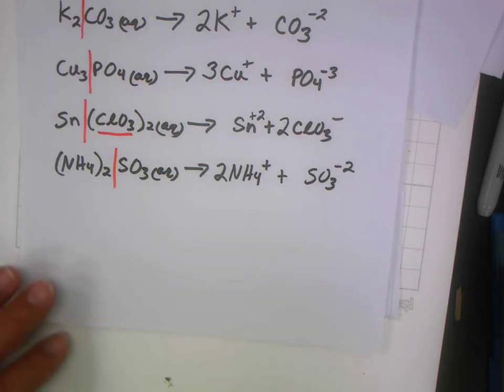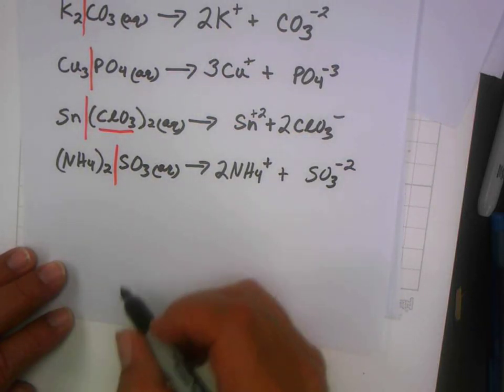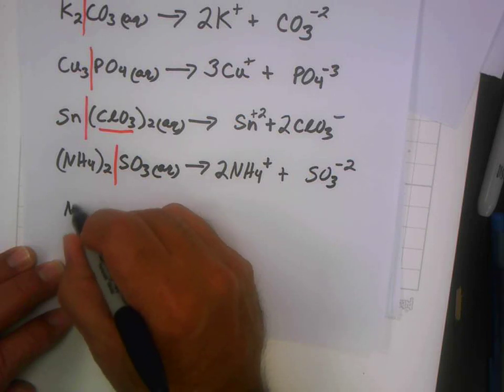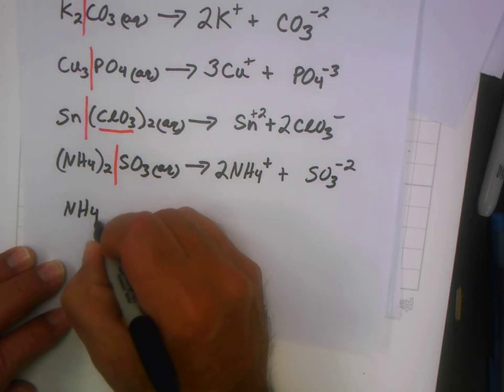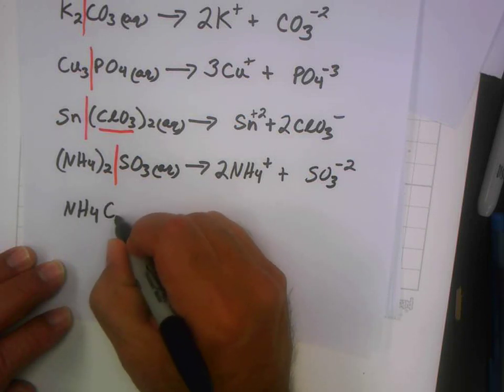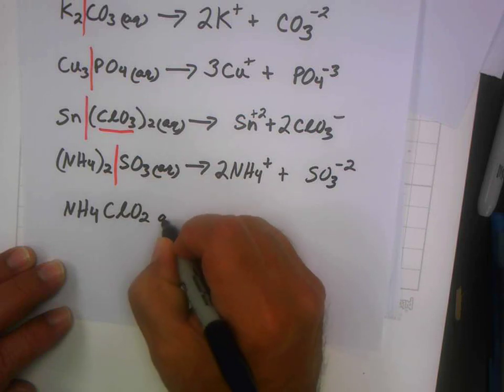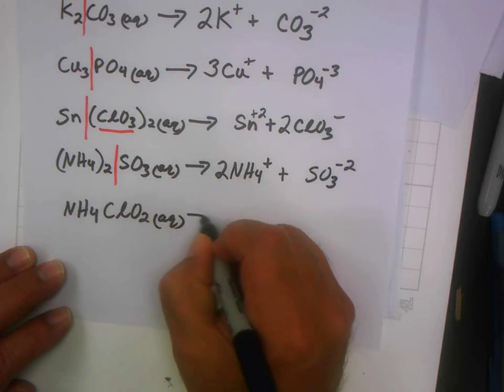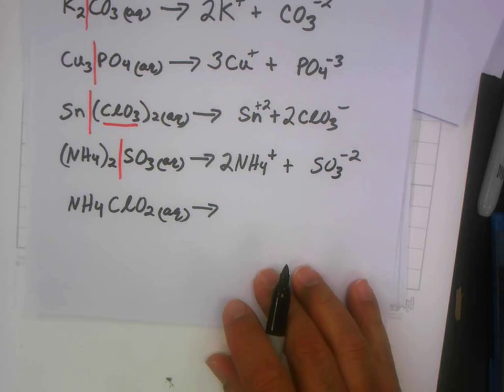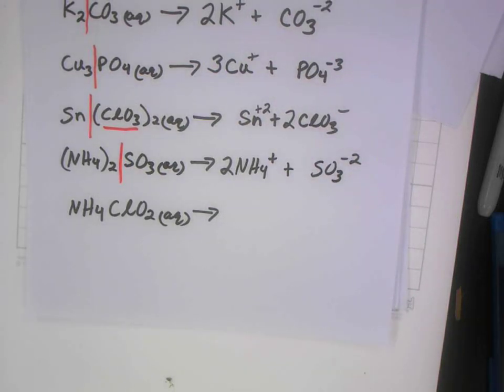All right, let's do one more. Let's get rid of these giveaway parentheses and see if we can figure this one out. NH4ClO2 aqueous. Another one with 4 elements, but there's no giveaway here. 4 elements, how are we going to break this up?